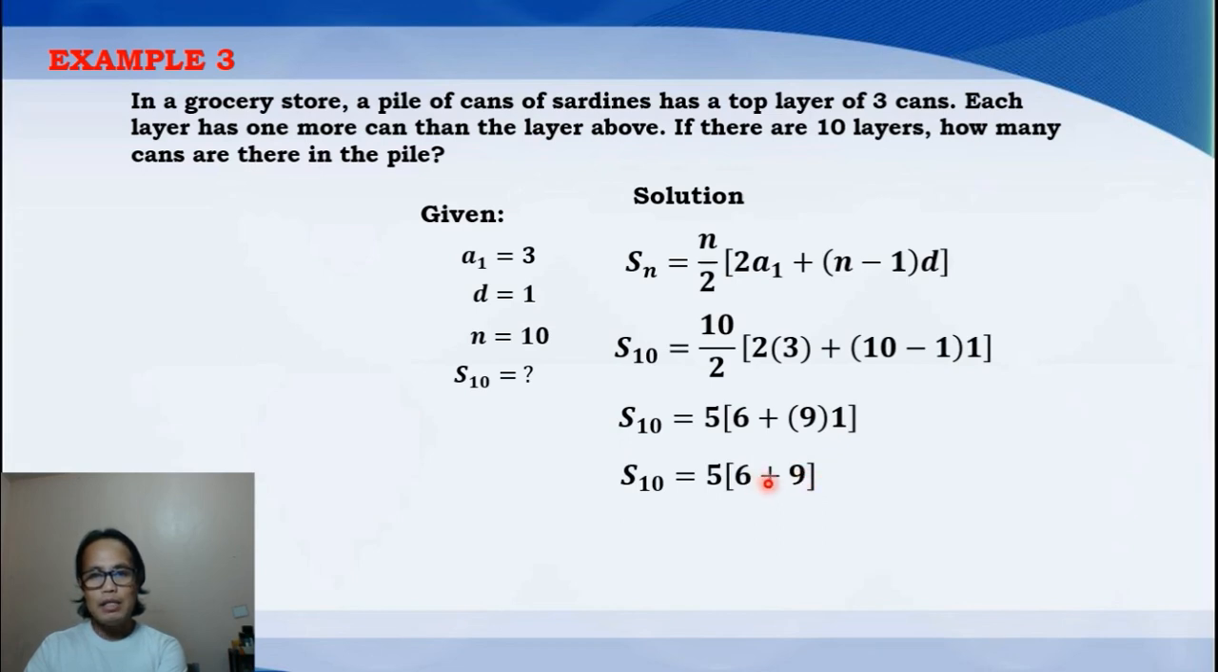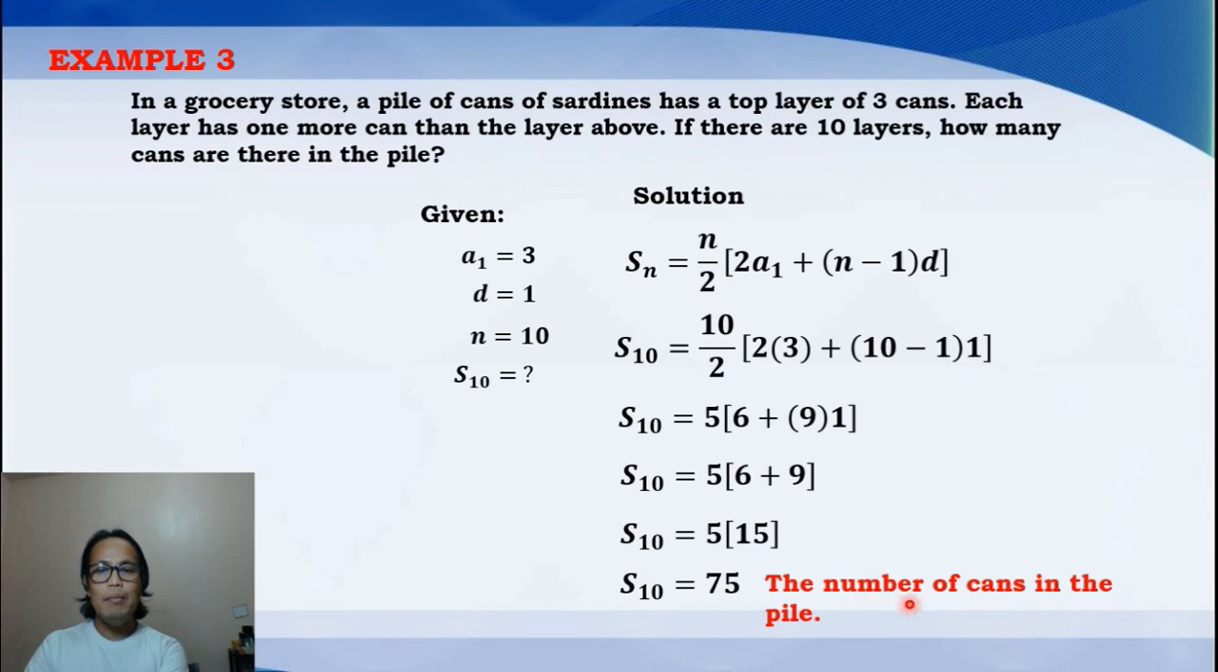Then 9 plus 6 is 15. Then 15 times 5 is 75. So our S sub 10 is 75. This is the number of cans in the pile. So there are 75 cans in the pile from the first layer up to the 10th layer.